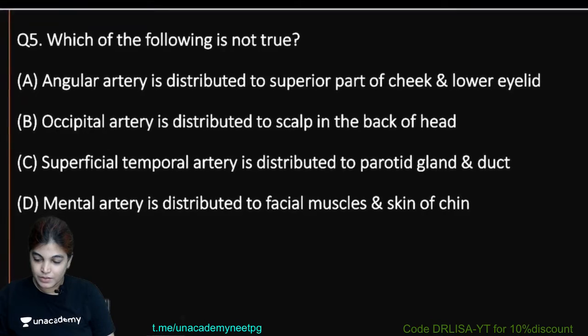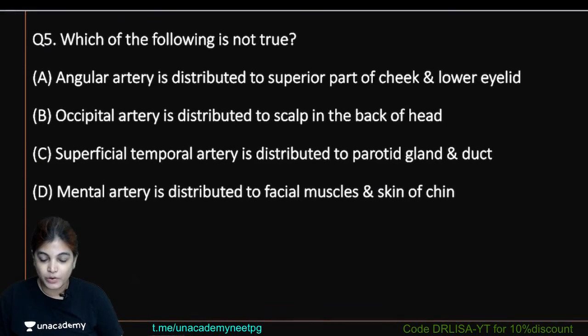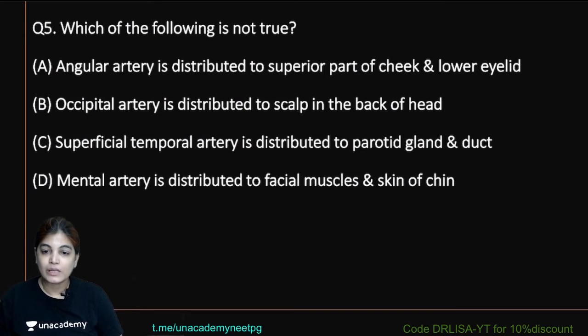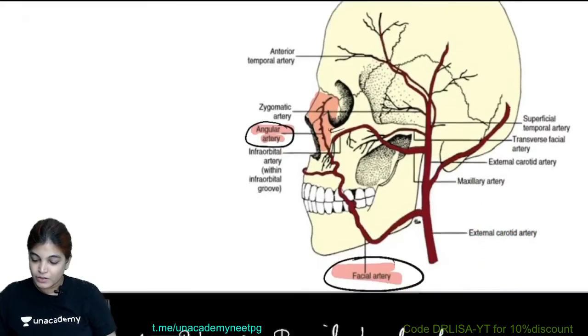So see here the first option. Which of the following is not true? The first option is that the angular artery is distributed to the superior part of the cheek and goes towards the lower eyelid. So this is correct. Yes, it goes towards the medial aspect of the nose and then goes up towards the orbit and the eye, and also supplies the lower eyelid. So this is a correct option.